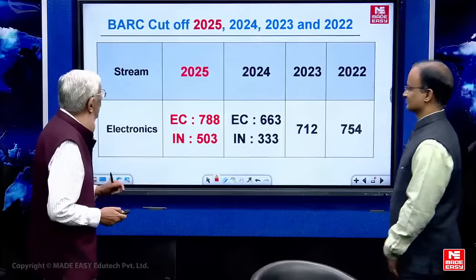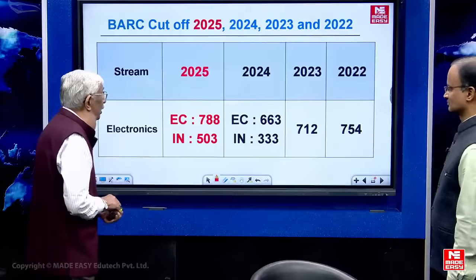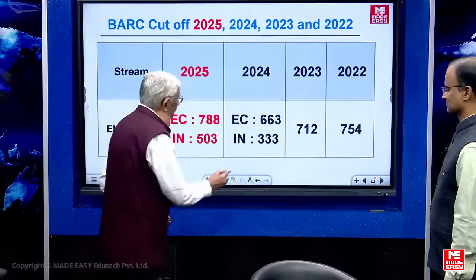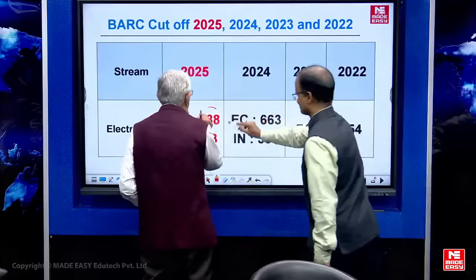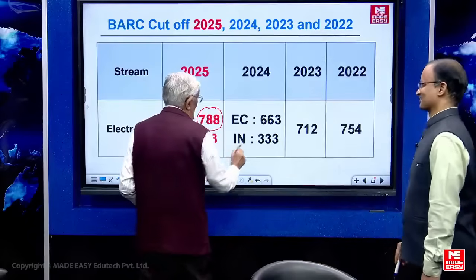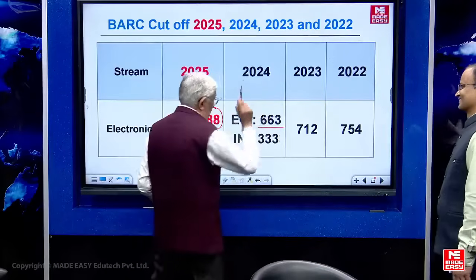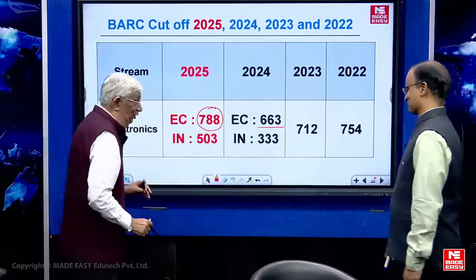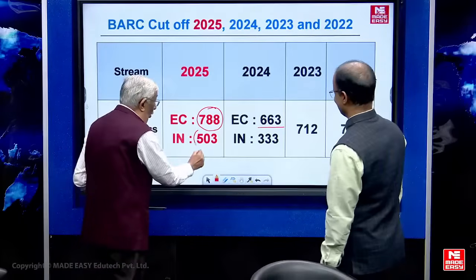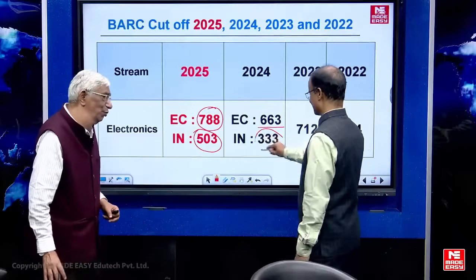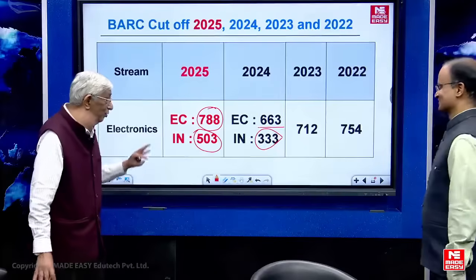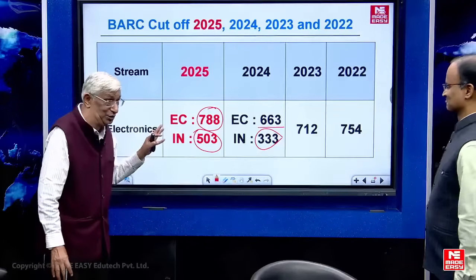Here we are. For BARC, the cutoff for EC this year is 788. A slight increase compared to last year. Last year it was 663. It's a very big jump. But for IN, it is 503. This is also a big jump. Again, maybe there are a lesser number of vacancies.